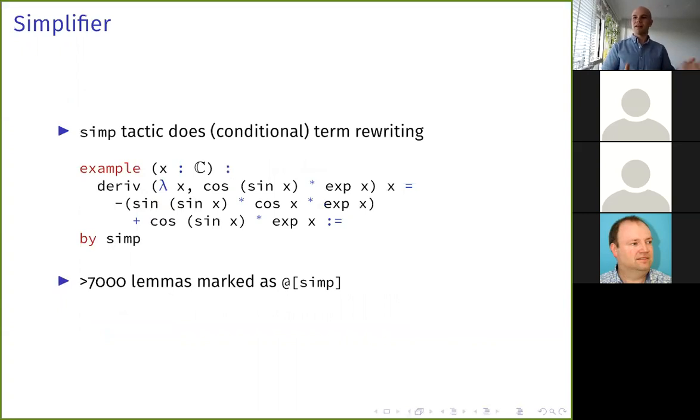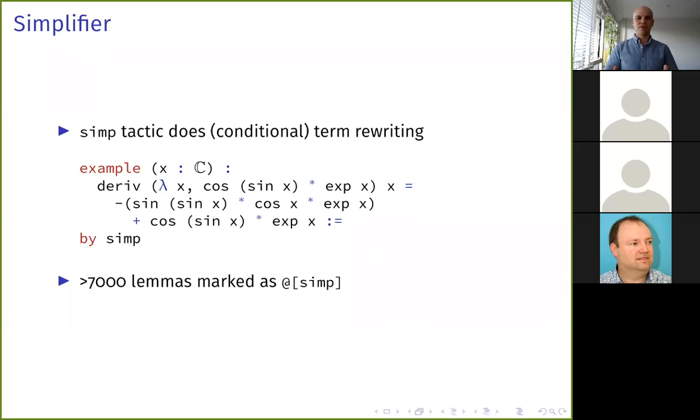Okay, so I promised you I would present 2 linters. We've now seen a very simple one, and now let me show you a more interesting one, which concerns the simplifier in Lean. Lean, like other proof assistants such as Isabelle, has a simplification tactic. What does this tactic do? It does term rewriting using the lemmas which you mark via the simp attribute.